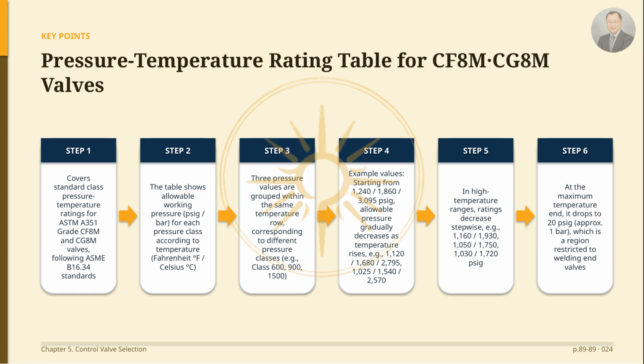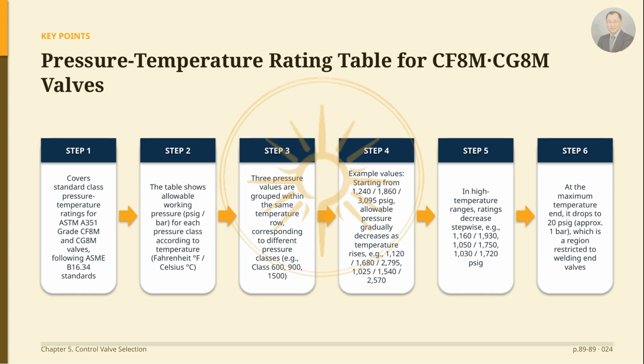As the temperature rises, these drop to 1120, 1680, and 2795, and then further down to 1025, 1540, and 2570. You can see the trend where the allowable pressure decreases stepwise as the temperature increases. In the high temperature region, it drops further, such as 1160 to 1930, 1050 to 1750, and 1030 to 1720 sig. At the highest temperature end of the table, it drops to 20 sig, or approximately 1 bar.